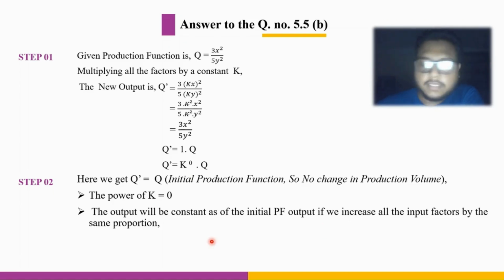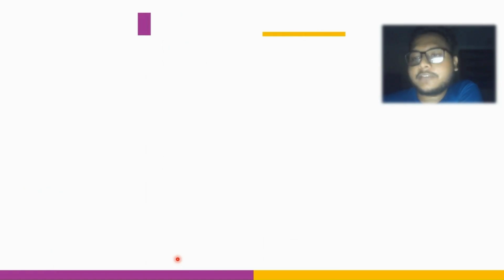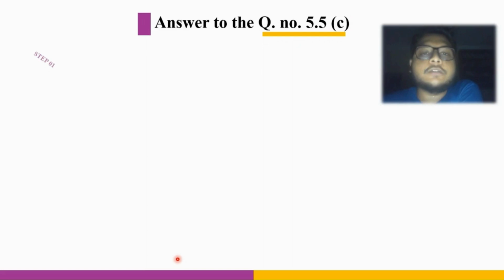In this kind of scenario, we have already discussed this. This production function actually, I beg your pardon, there was some copy paste mistake. There will be the production function here. So this production function refers to constant return to scale. So the next and the final one, we'll solve 5.5c.